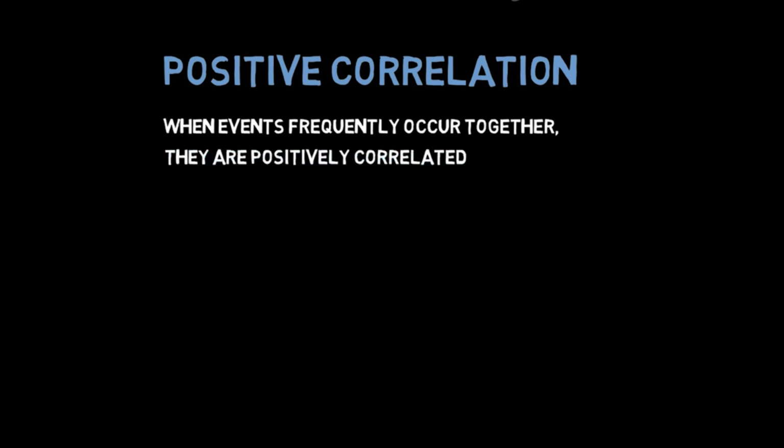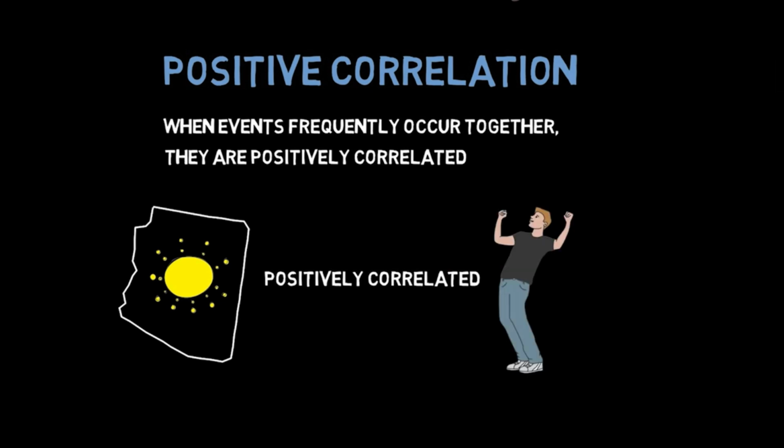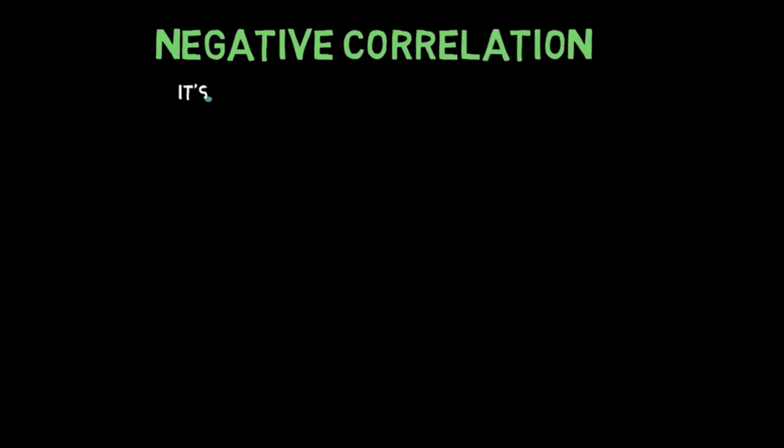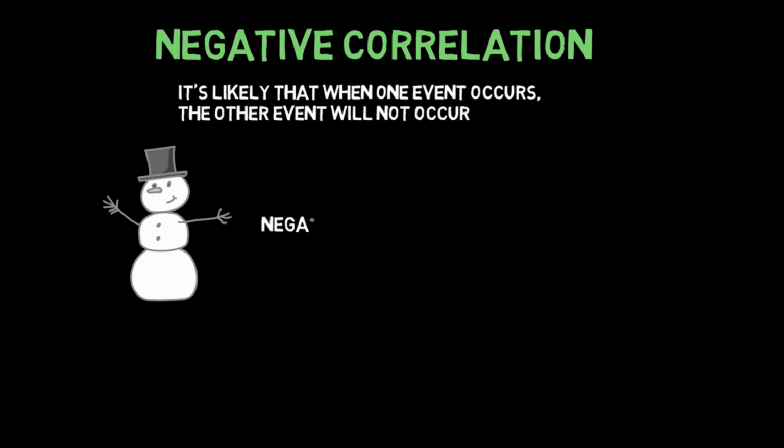If two events are positively correlated, then when one event is present, the other is often present as well. In our first example, it being a sunny day in Arizona is positively correlated with Andy succeeding on his math test. On the other hand, two states are negatively correlated when it's likely that when one event occurs, the other will not occur. For instance, when it snows, it's often not very sunny, so snowing and sunniness are negatively correlated.